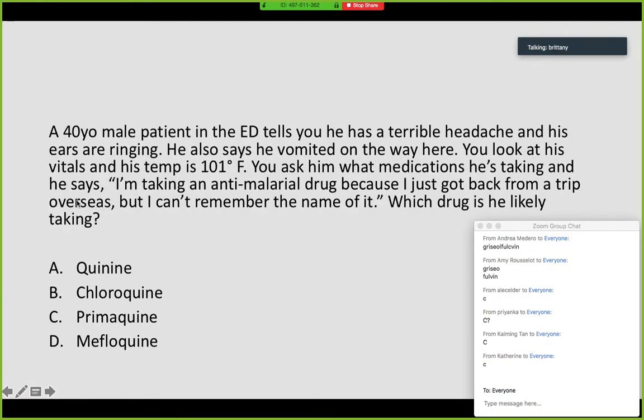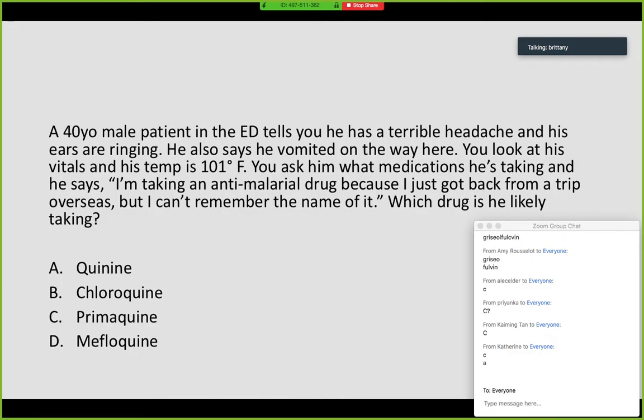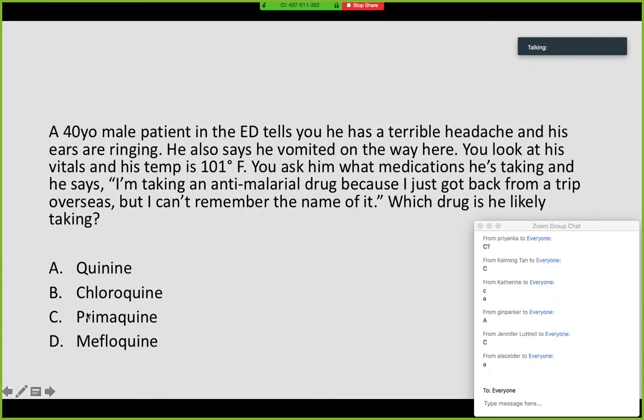All right, so a 48-year-old male patient in the ED tells you he has a terrible headache and his ears are ringing. He also says he vomited on the way here. You look at his vitals and his temp is 101 degrees Fahrenheit. You ask him what medications he's taking and he says, I'm taking an antimalarial drug because I just got back from a trip overseas, but I can't remember the name of it. Which drug is he likely taking? All right, good job. So he's taking quinine.